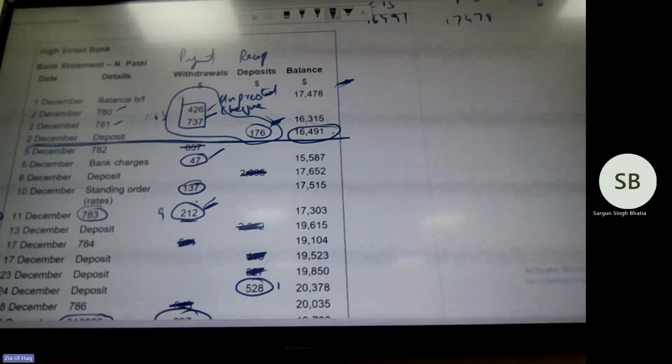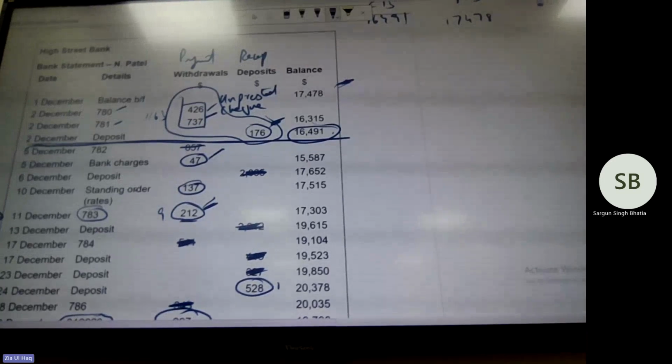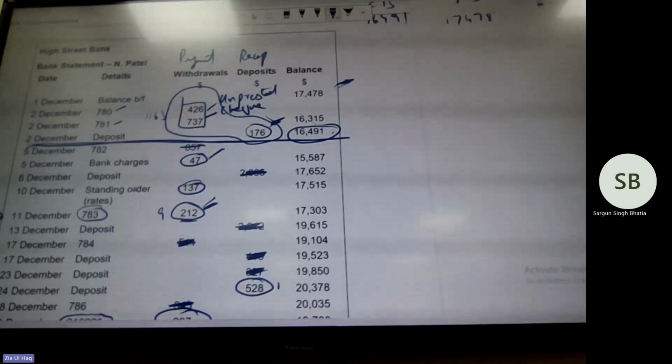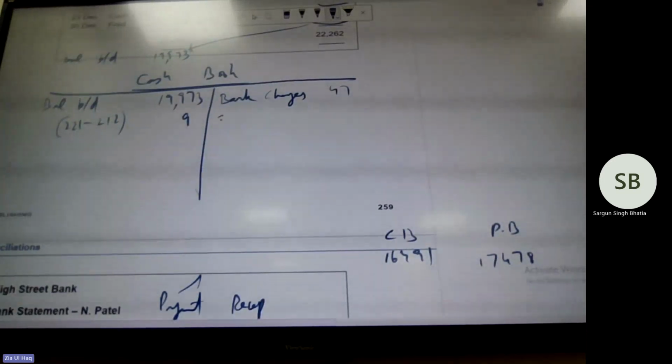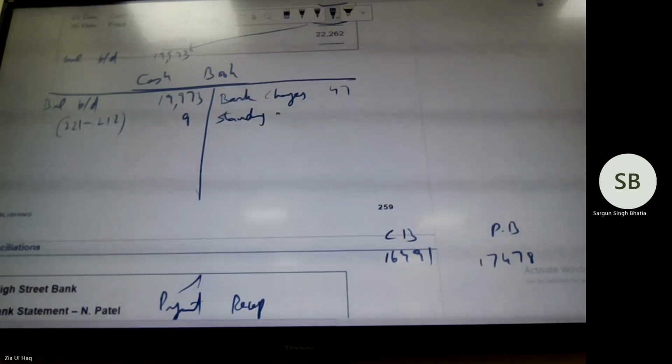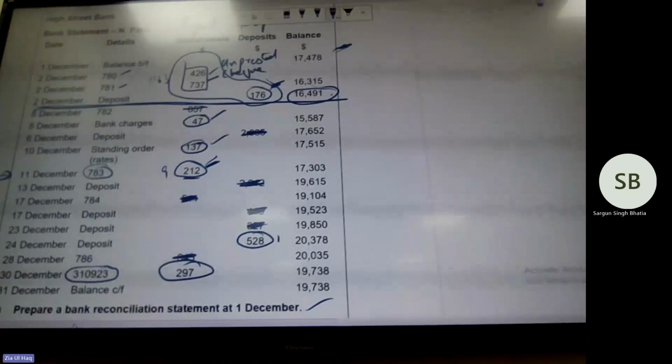What is this 137? Standing order payment. This means it is not recorded in the cash book. A standing order means we request the bank to pay the phone company or internet company on our behalf every month. The bank has paid 137, so this payment should be recorded in the cash book. It's our mistake. So we will record the standing order here with an amount of 137. So these three things are done.